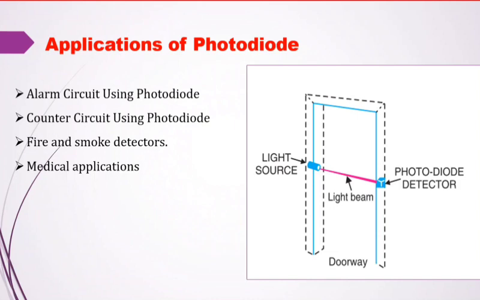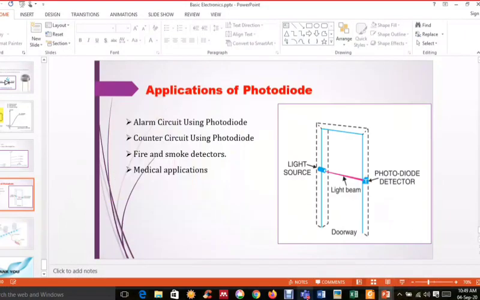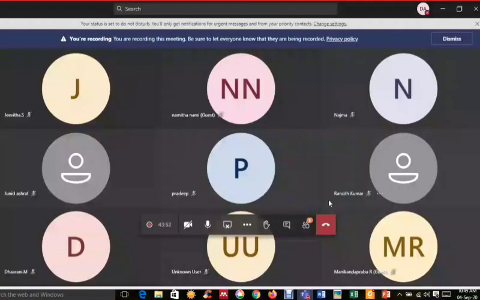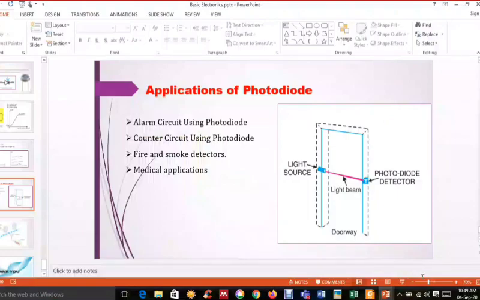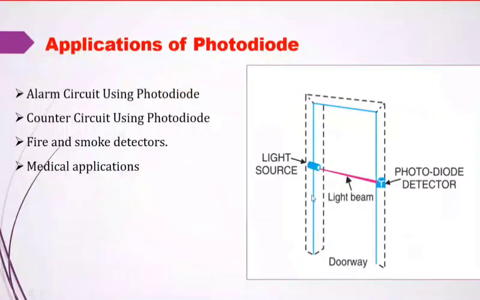Alarm circuit means this is the light source, and here is the photodiode. A light source is fixed at one end, and on the other side the photodiode is fixed. If you apply light to the photodiode, what will happen? Electrons are generated at the junction and current will flow.